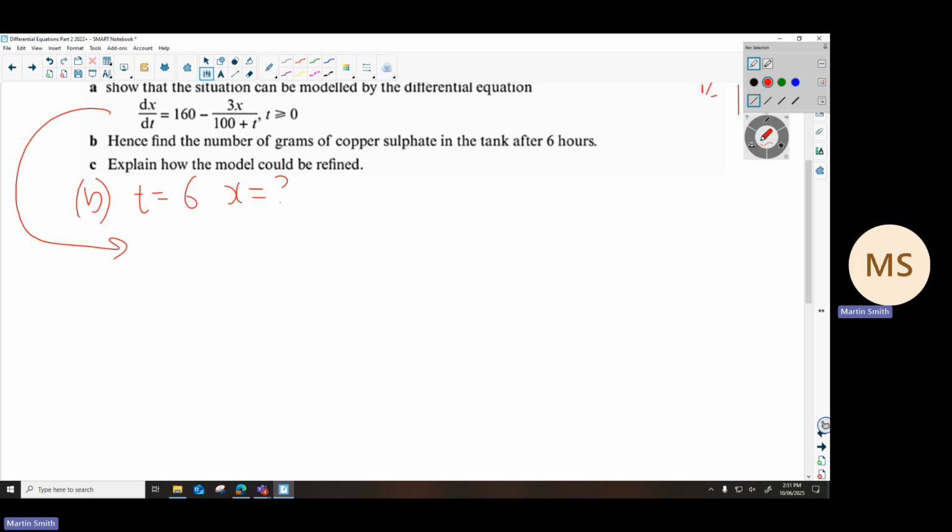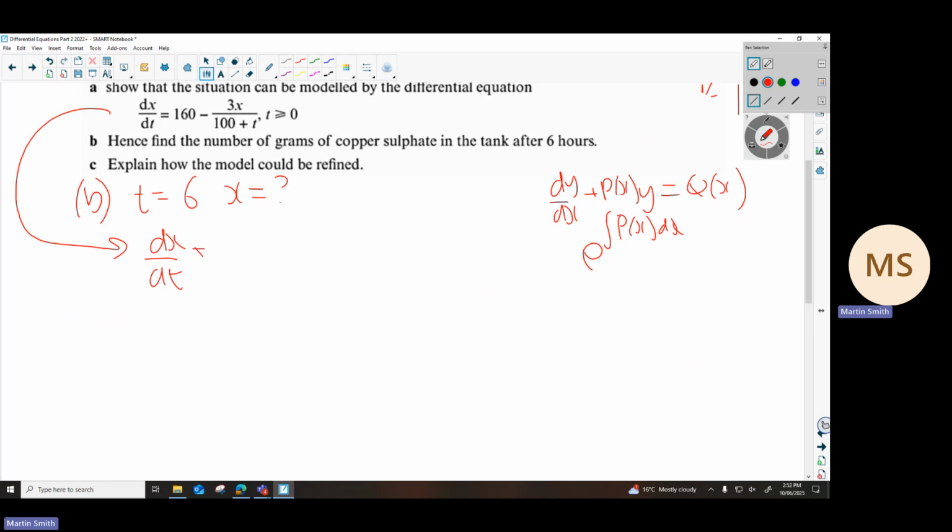Now, again, folks, this is an integrating factor differential equation. The standard form is dy by dx plus p of x times y equals q of x. The integrating factor is e to the integral of p of x. In our case, instead of y, we now have x, and instead of x, we now have t. So I want to write this as dx by dt plus a function of t times x.